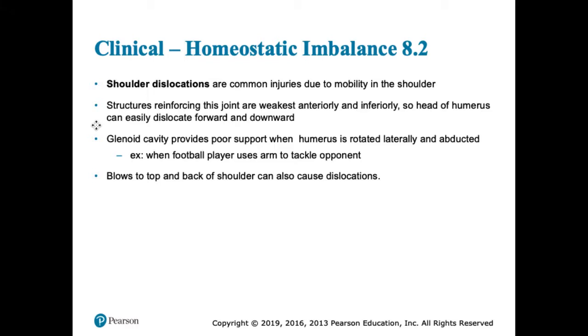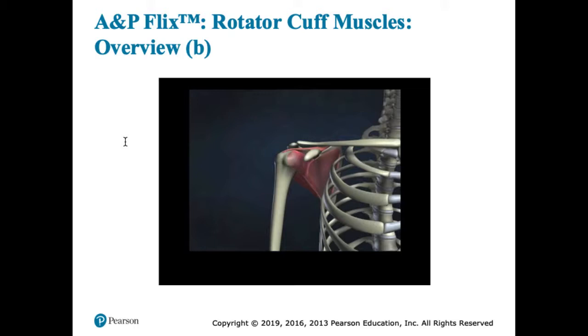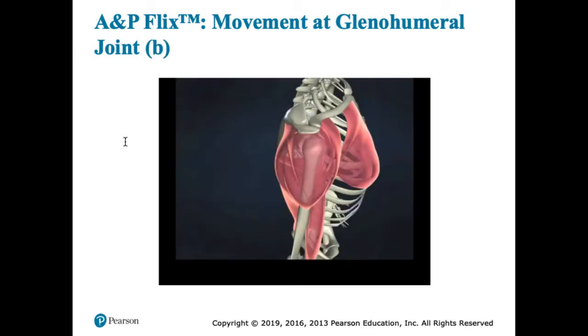The glenoid cavity provides poor support when the humerus is located laterally and abducted. An example is when a football player uses the arm to tackle an opponent. Blows to the top and the back of the shoulder can also cause dislocations. Again, this is a video of the rotator cuff muscles. You can watch that movement in your PowerPoint. Same for this one, and here, and here as well.